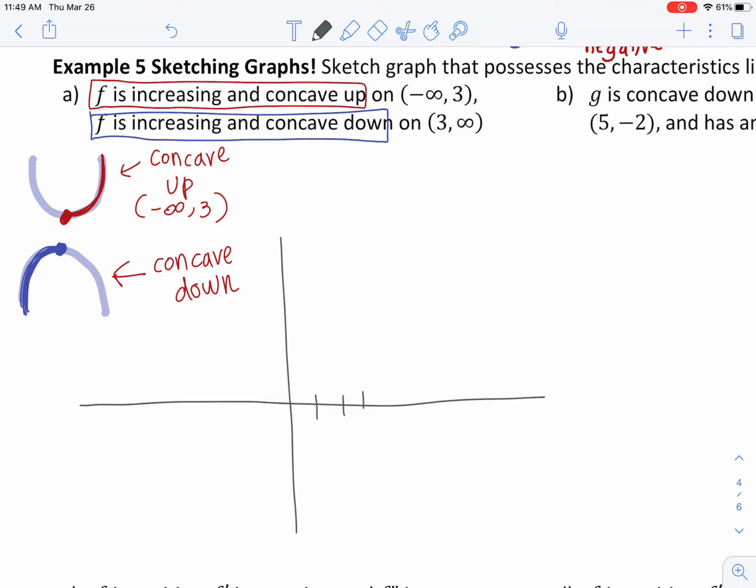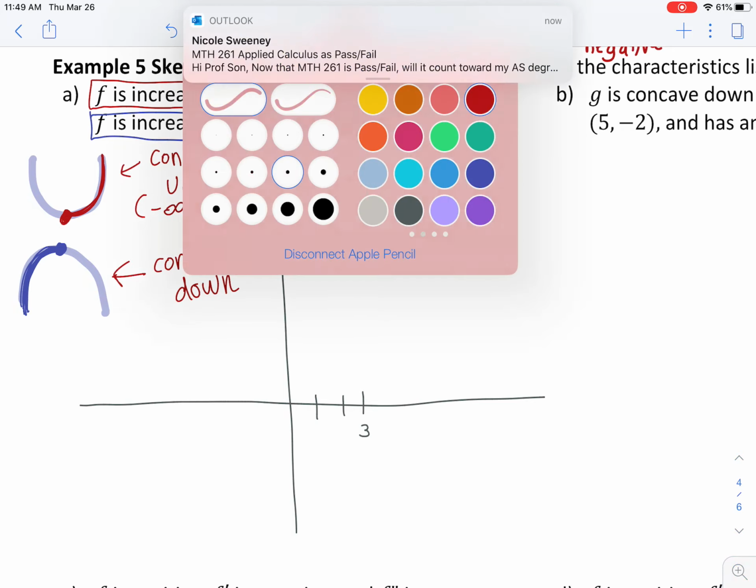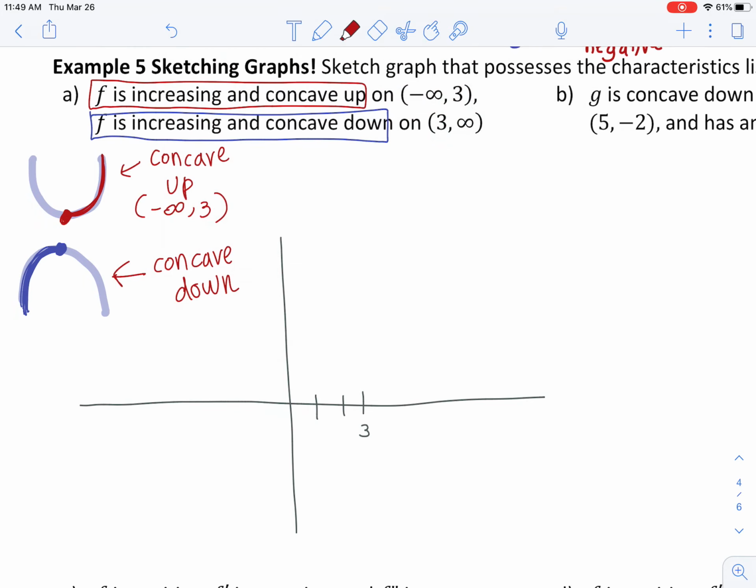So here's my number line, x and y axis at positive 3, 1, 2, 3. This is where that point of inflection will happen because the concavity changes from left to right. So here we go. Let me go ahead and do the negative infinity to 3 first. Negative infinity to 3, I need to copy something that looks like that. So something like this, right there. And then from positive 3 to infinity, I need a picture that looks like that. So I'll just go from here to there. And that's how you can sketch the graph.